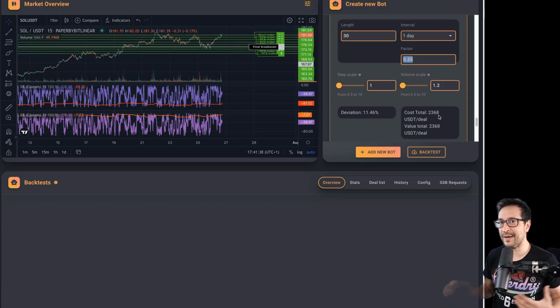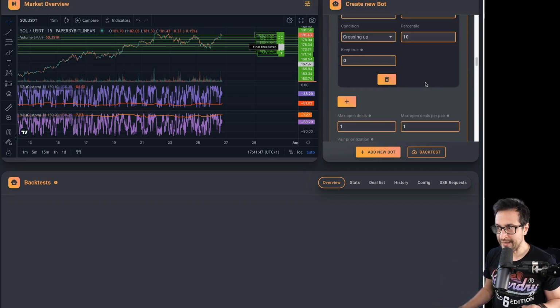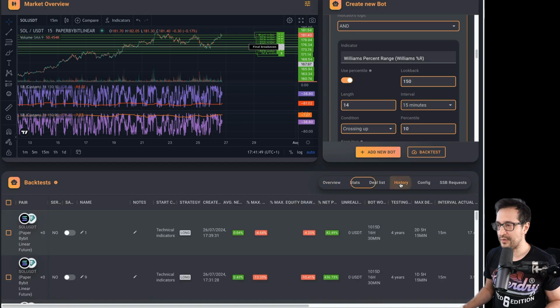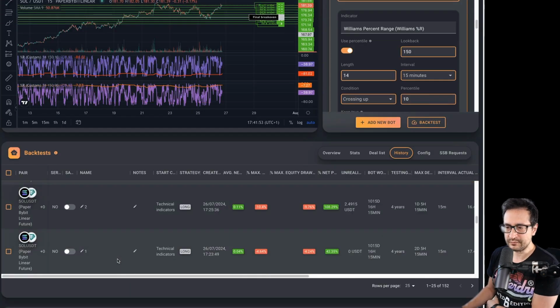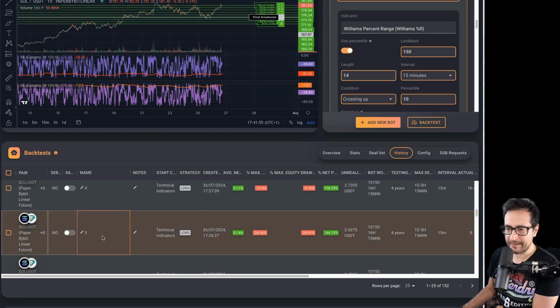So only by changing from RSI to Williams R, we're almost tripling the returns with this particular setup. So that is already a great progress. And we are just in the number two. Now let's go with number three. Let's see what changed in number three.